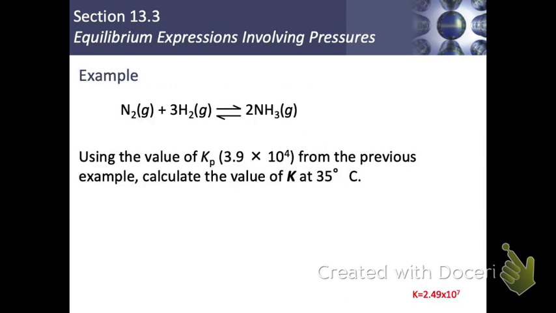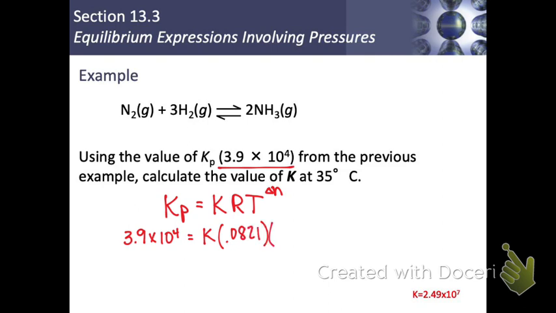Using the value of Kp from the previous example, calculate the value of K at 35 degrees Celsius. So we're going to connect these two things. We said Kp is equal to K times RT to the delta n power. So Kp from the last example, we can round it if we want and just put it at 3.9 times 10 to the fourth, equals K. That's what I'm solving for.